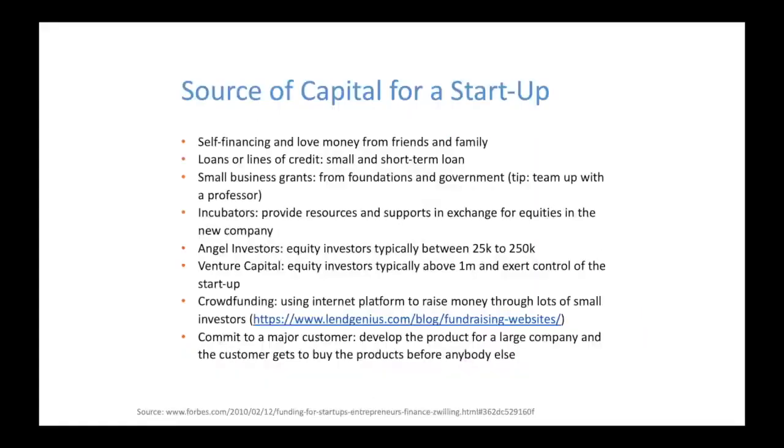Self-financing and donations from friends and family is a common way to start a business. Another way would be getting small short-term loans. Also, small business grants are available from foundations and various government organizations. Incubators provide resources and support in exchange for equities in the new company. And then we have angel investors and venture capitalists, as well as crowdfunding. There are many different ways to source capital if you would like to start a business.